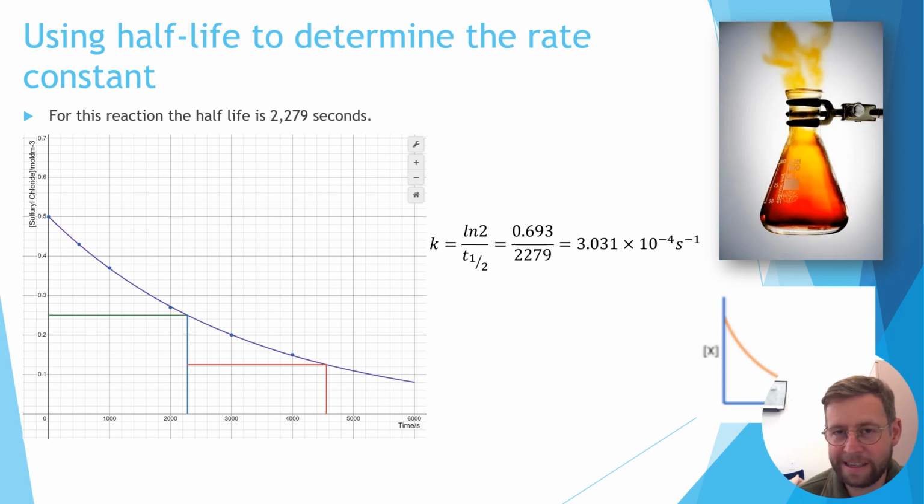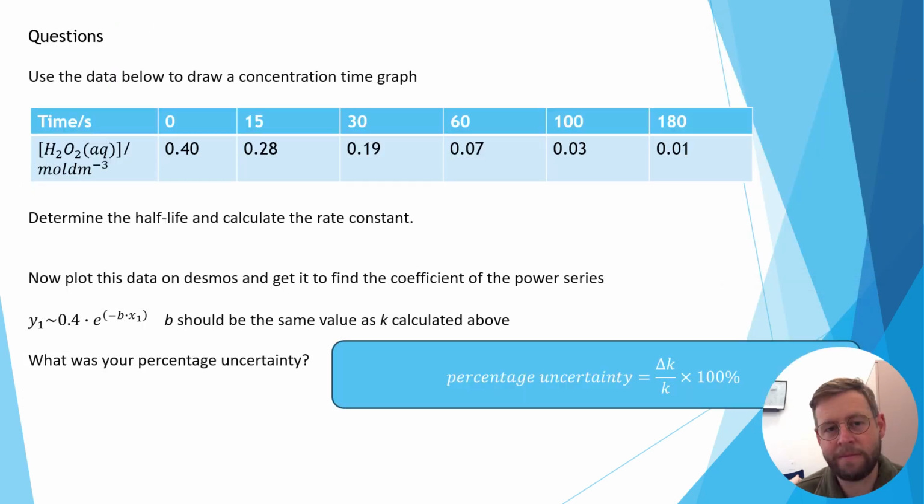So looking back at our example of the sulfuryl chloride, we had a rapidly decreasing concentration. We worked out that the half-life was 2,279 seconds, which means by doing ln2 of 0.693 divided by 2,279, we actually work out that the rate constant was 3.031 times 10 to the minus 4 seconds to the minus 1. And this is a much more accurate way of working out k than from the initial rate.